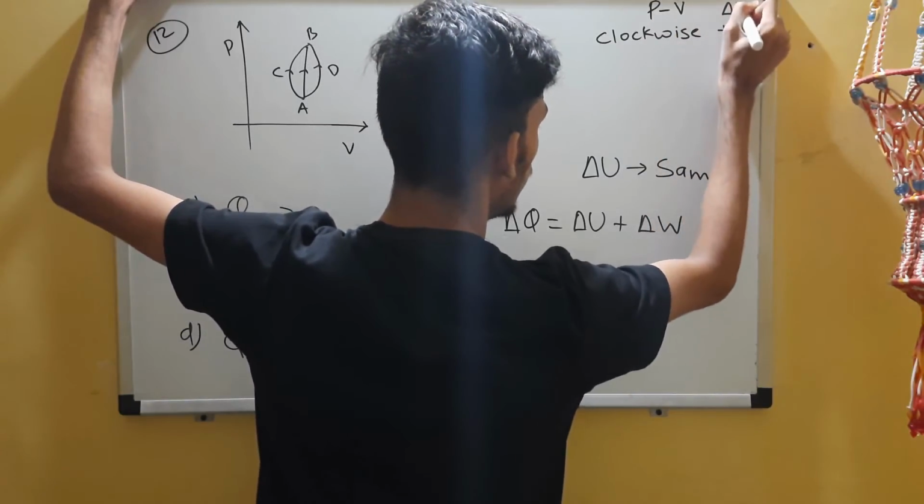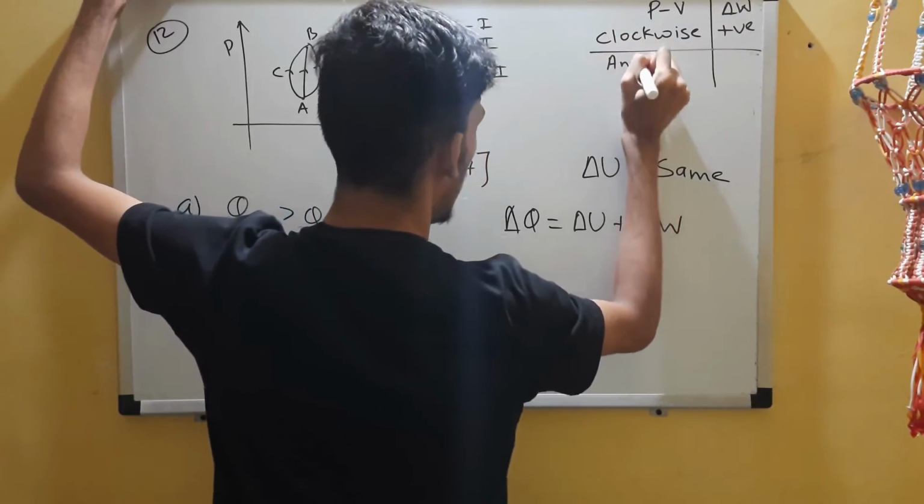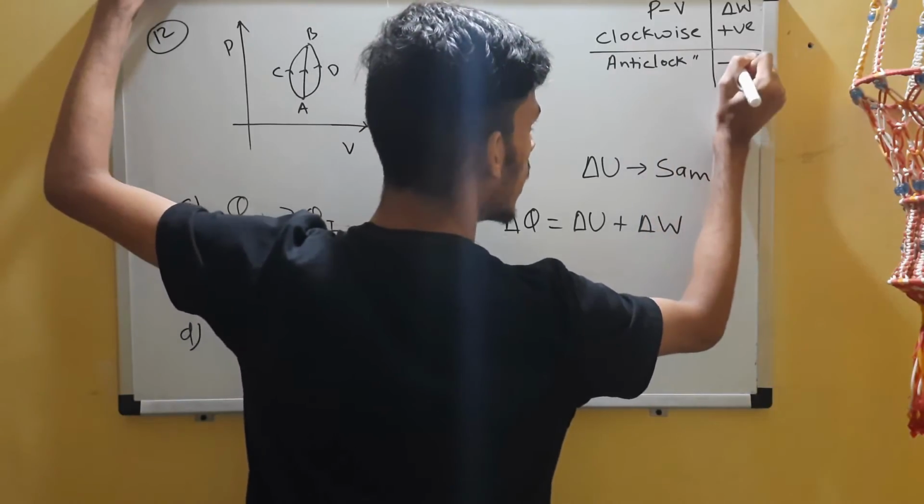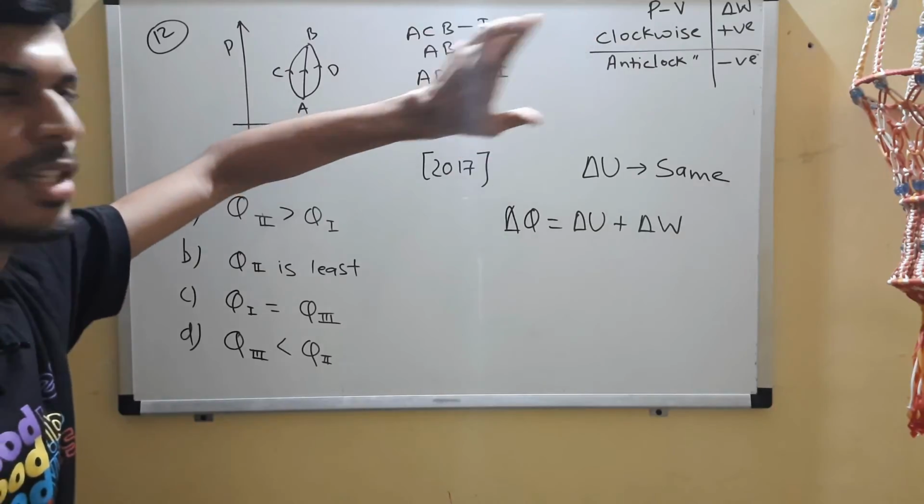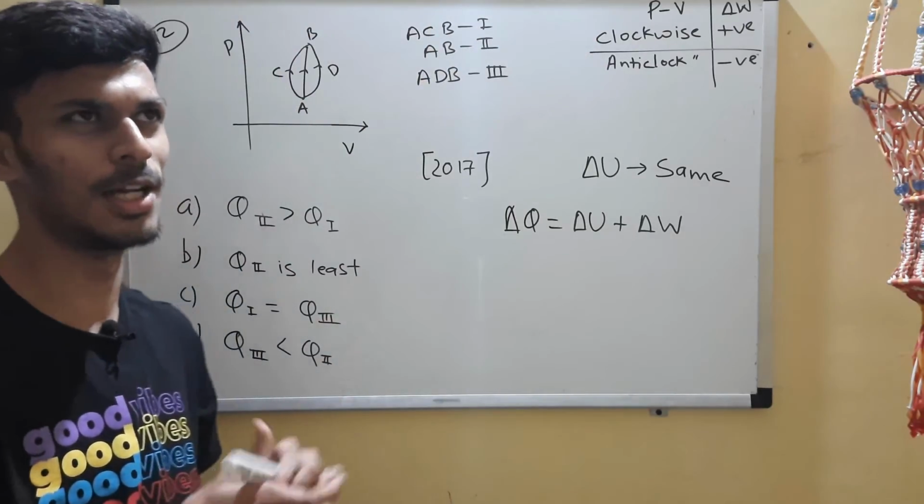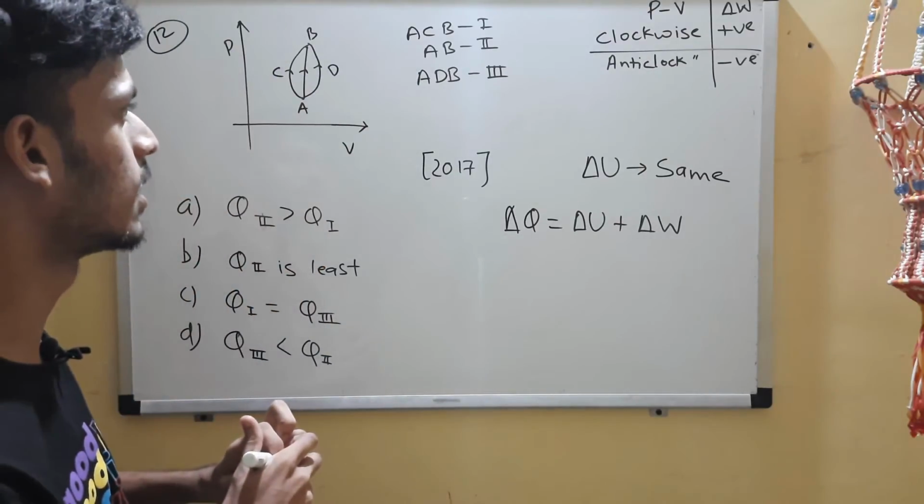Okay, work done will be positive if the cycle is clockwise, and if the cycle is anti-clockwise, the work done will be negative. I hope you know that. If you didn't know this, write it down somewhere. Notes will be available in PDF format on the website too. Anyways, come back. So let's find the relation now.